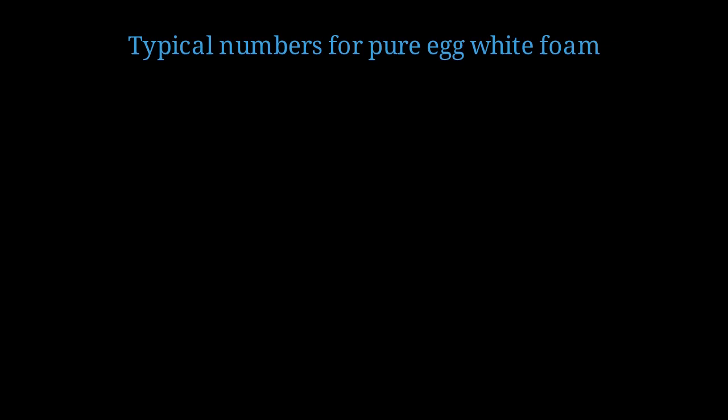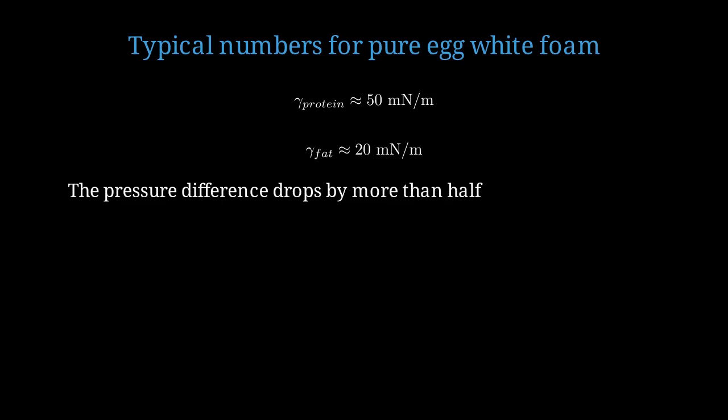Let's put some numbers on this. For a pure egg white foam, the surface tension is relatively high. The surface tension for protein films is approximately 50 millinewtons per meter. This creates stable bubbles. But when fat contaminates the interface, the surface tension drops to around 20 millinewtons per meter. That's less than half the original value. This means the pressure difference supporting the bubble drops by more than half. The foam structure collapses under its own weight.